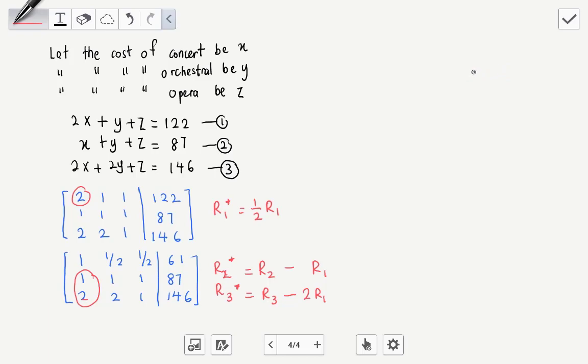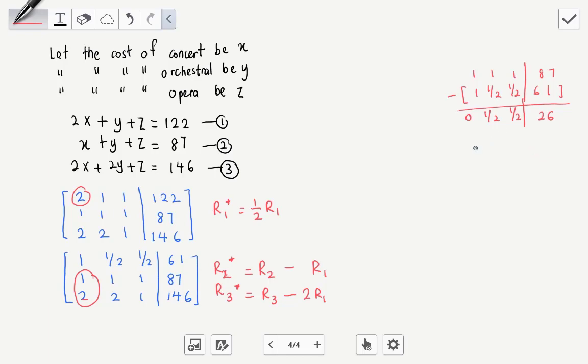So let's write down what is row 2. Row 2 is 1, 1, 1, 87. We're going to minus with row 1. Row 1 is 1, 1 over 2, 1 over 2 and 61. So we're going to minus this. So we will be getting 0, 1 over 2, 1 over 2. 87 minus 61 will be giving us 26.